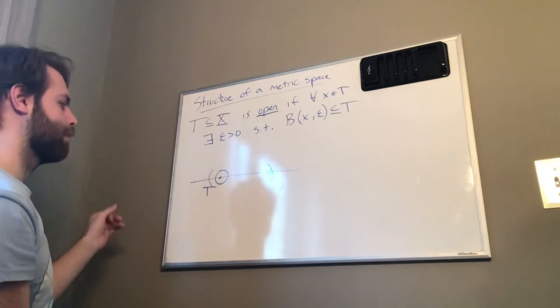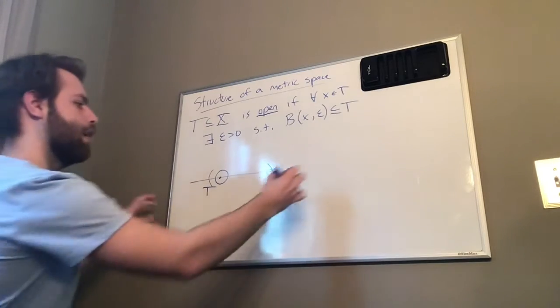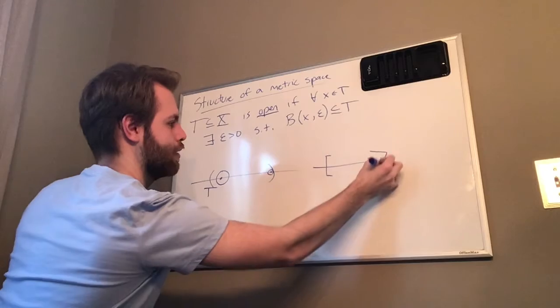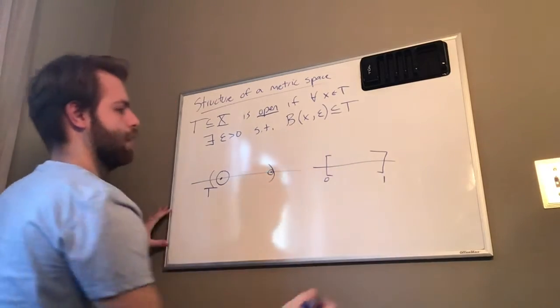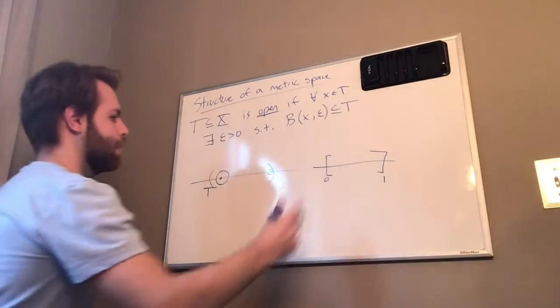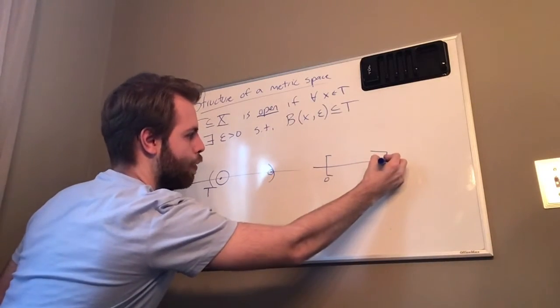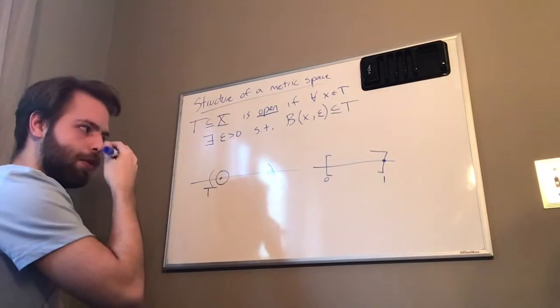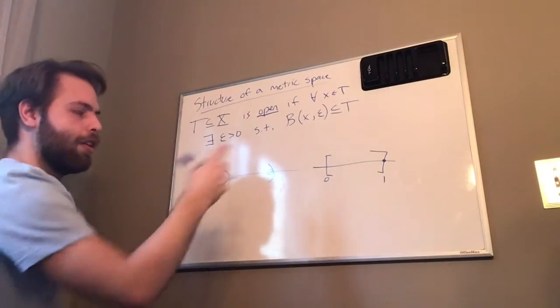But let's say I do something like this. Say this is 0, this is 1. So my interval includes 0, includes 1, right? Then I pick the point 1 exactly. Do you think that would cause any problems if I pick 1 exactly?